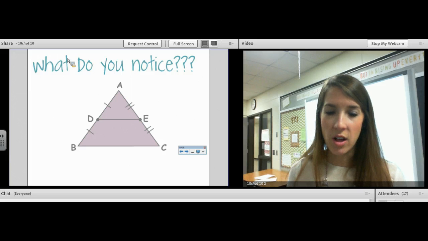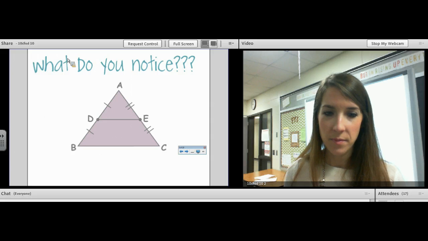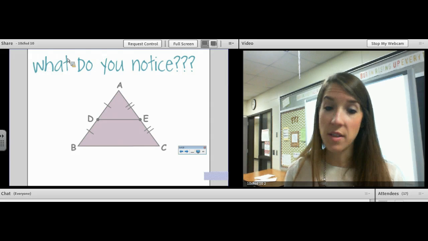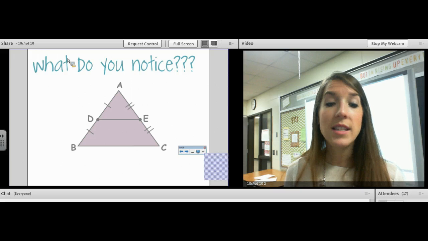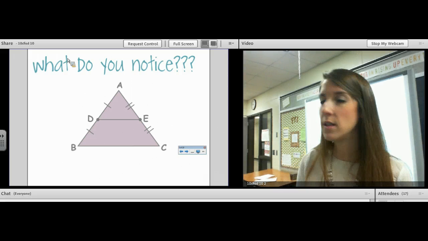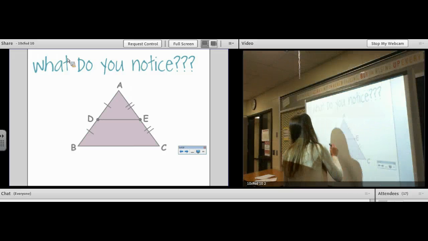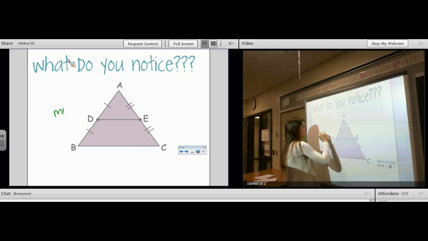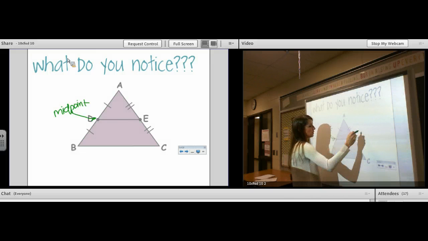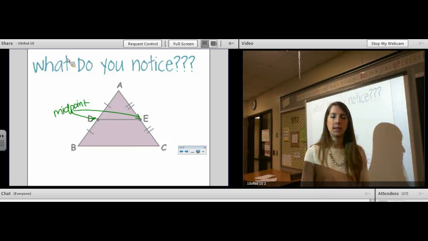What is D called? No, it's not the middle of a segment. No, it's not. D is called a midpoint. Very good. So we've got a midpoint going on for us. Actually got two of them. Two midpoints.